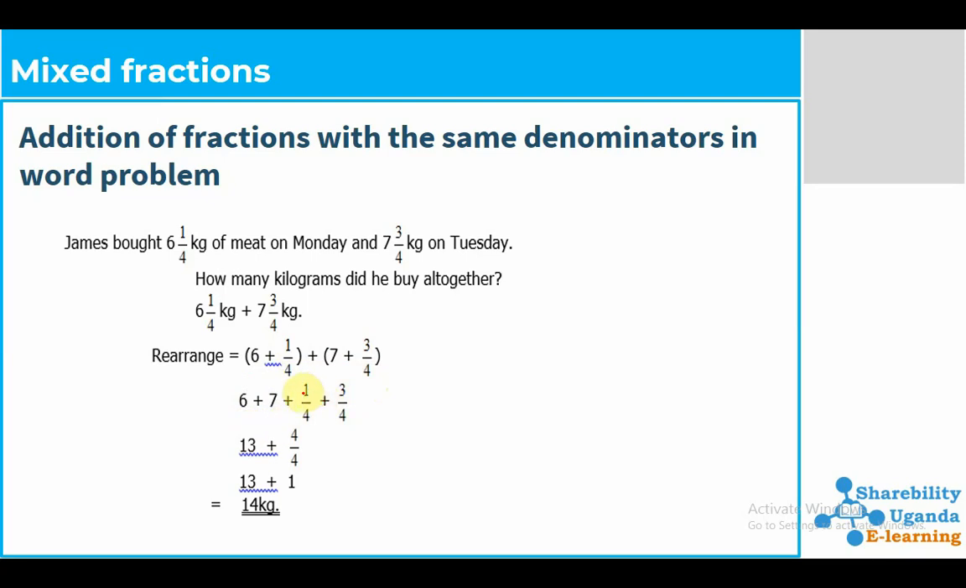And also when you add this, remember here we said in addition or subtraction, we can be able to see whether they have the same denominators. So when they have the same denominators, we just only add the numerators. So here they came up with 4 out of 4, which is the same as 1. So that means here we shall be able to come up with our 6 plus 7, which is 13. Then when you add our 1 out of 4, which is the same as 1, we shall be able to come up with our answer, 14 kilograms.